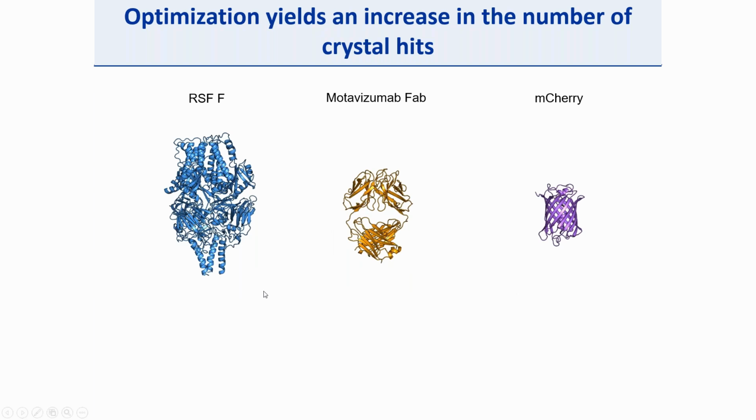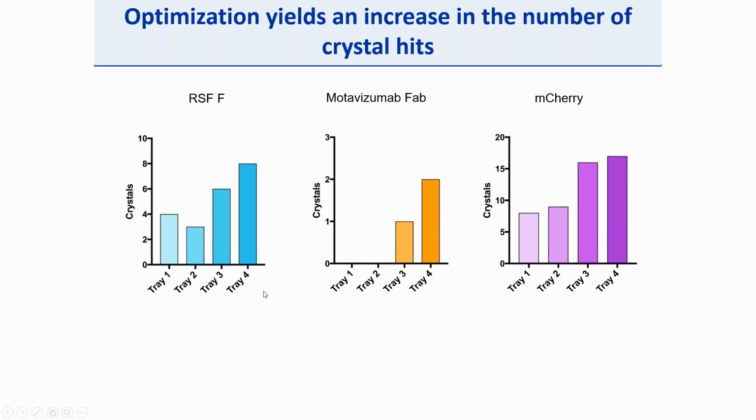Similarly, if we look at this for the RC fusion protein, the motavizumab Fab, and mCherry, we see a similar trend where, again, during the iteration process, we were able to identify an increasing number of conditions that gave us successful crystals.